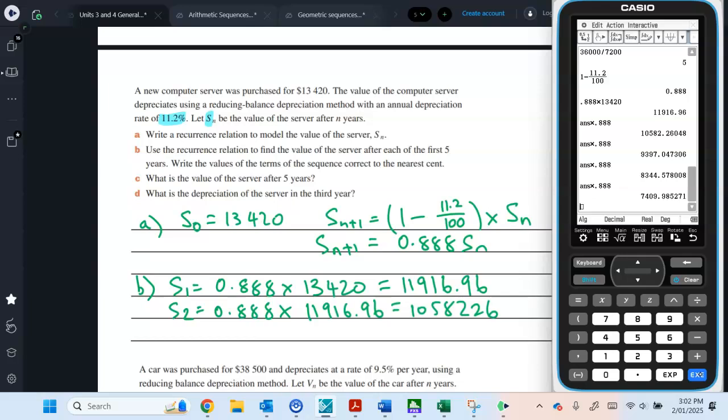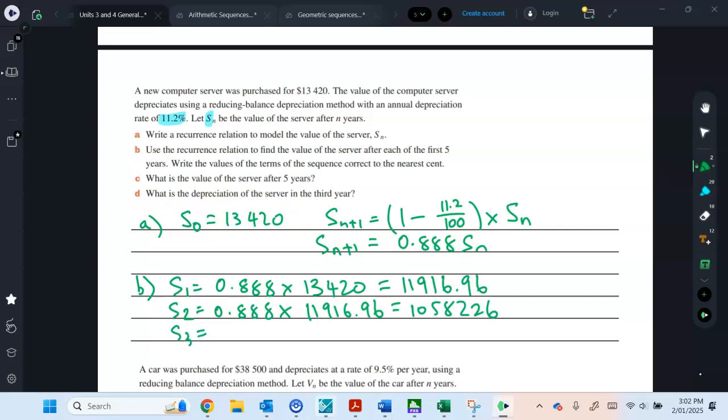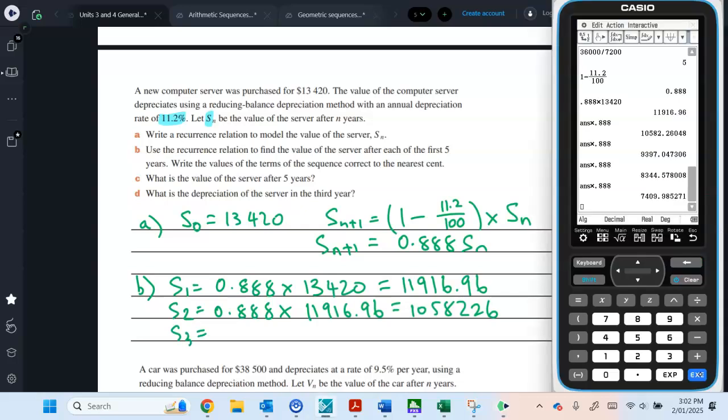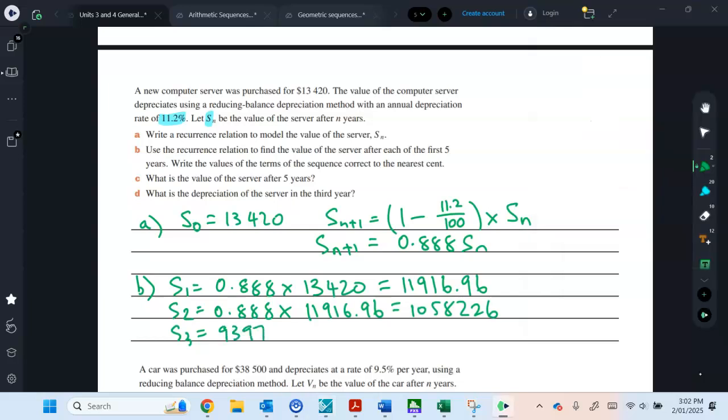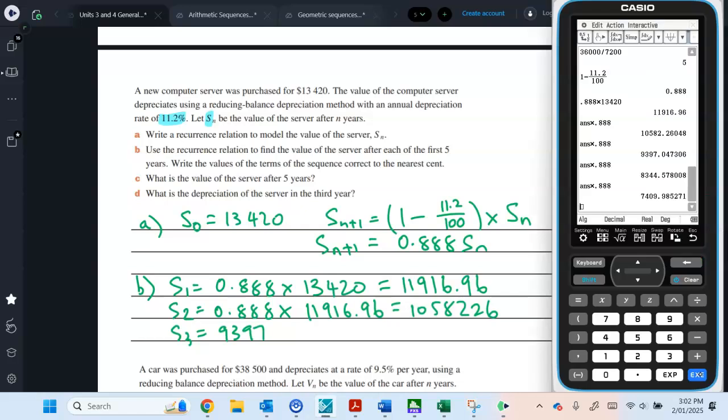So how much has it depreciated in the third year? So our S0 is our first year, S1 is our second year, S2 is our third year. So we're going to do the difference between S2 and S3. So I might just write S3 down here. Get it from my calculator. 9397.05.